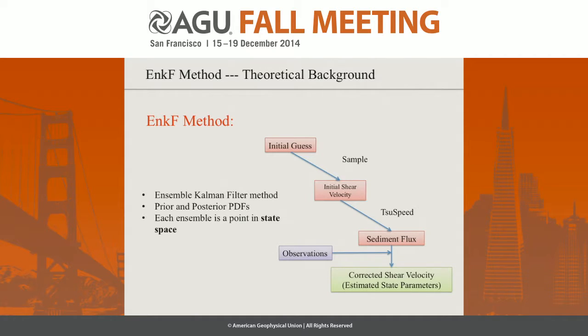The observations can come from field observation or other models. For this test case, we will use the sediment flux from the TsuSpeedv1 model itself. When we get these 2 types of data, we will use the EnKF method to calculate the covariance and the Kalman matrix to correct the shear velocity. When we get the corrected shear velocity, we will go back to the second step to continue this loop. The number of steps of this loop is based on how many field observations we can get.